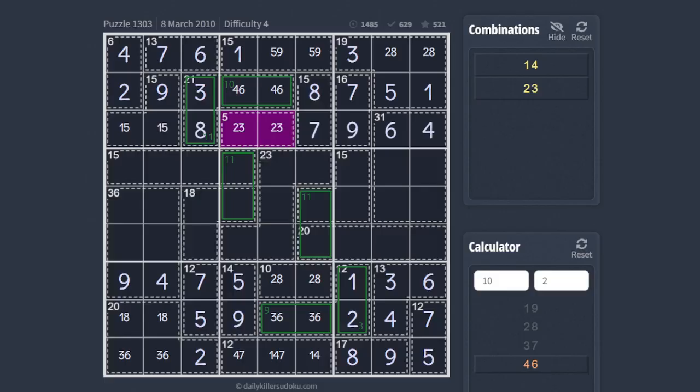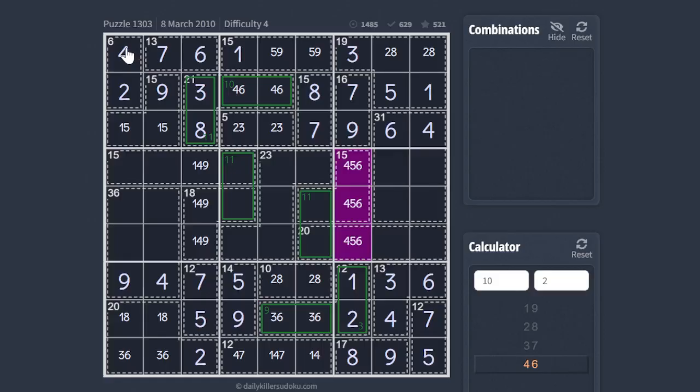But I think to start with, let's fill in these gaps in column 3 and column 7. So the only remaining possibilities here in column 3 are 1, 4, and 9. And here in column 7, it's 4, 5, and 6. All right. So now this is actually, I think, pretty interesting and fun.